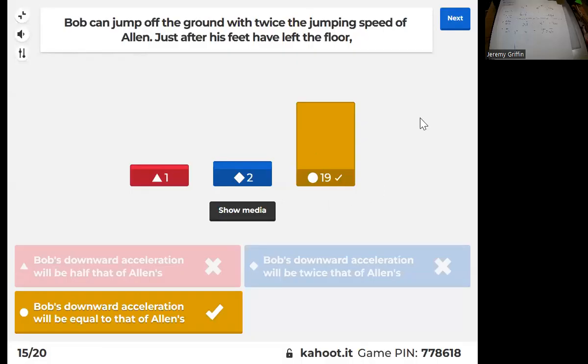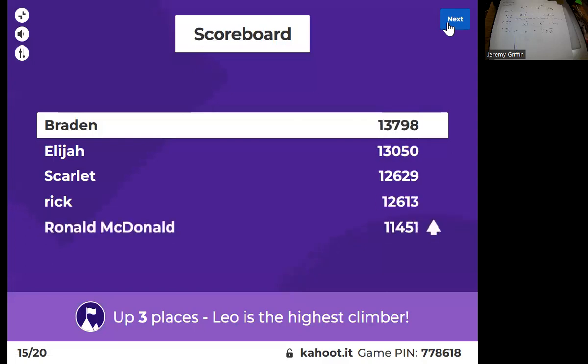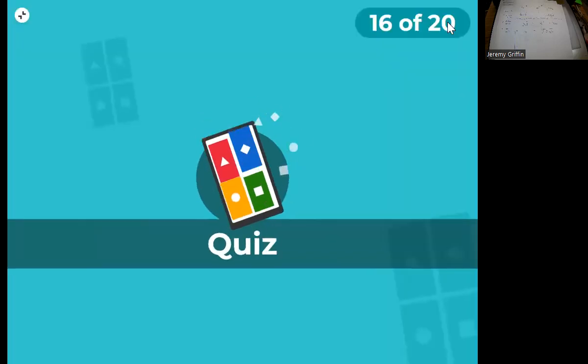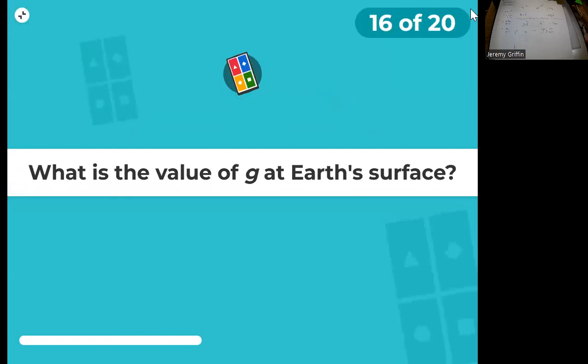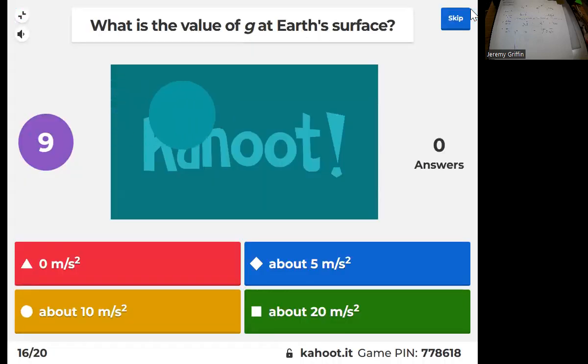All right, but everybody has the same acceleration. That was the Kahoot question. All right. Next one. Ooh, Ronald McDonald getting in the books. Braden's still in the lead. Oh, okay. What's the value of g at Earth's surface?